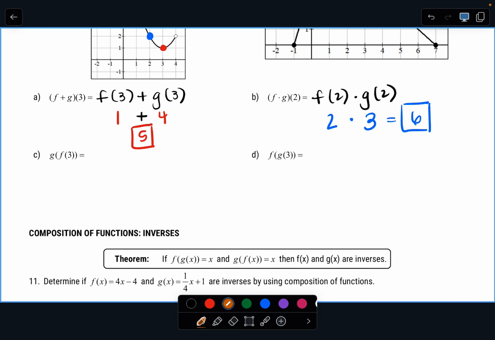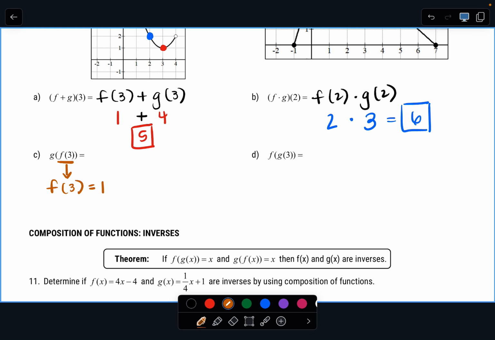Now, composition. Whenever you have a composition problem, you start with the inside first. So that means the first thing I'm going to find is f of 3. That's the only thing I'm going to worry about right now. We found f of 3. What did we say f of 3 was? 1. Okay.